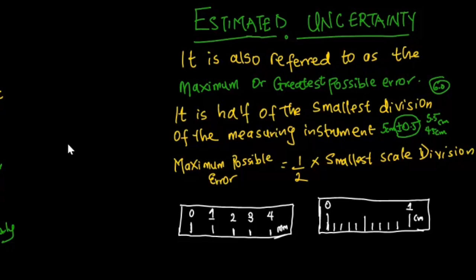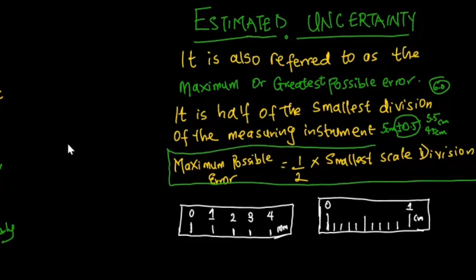So now what is estimated uncertainty? It's simply half of the smallest deviation of a measuring instrument. So there's a formula for calculating estimated uncertainty or maximum possible error. Maximum possible error is simply half times the smallest scale deviation. So what does this mean? Let's put it to application.